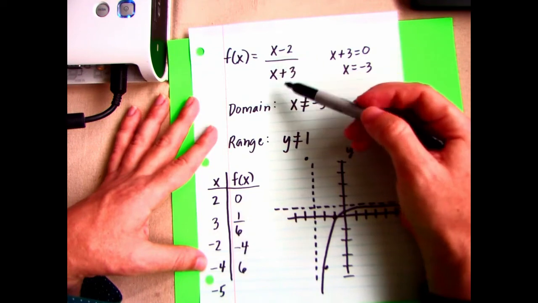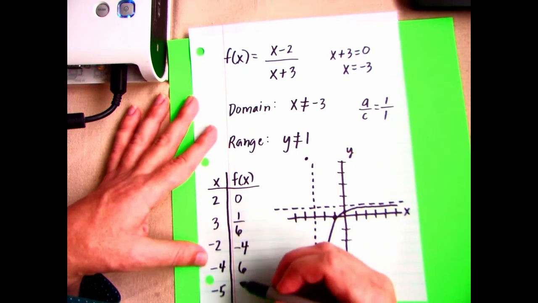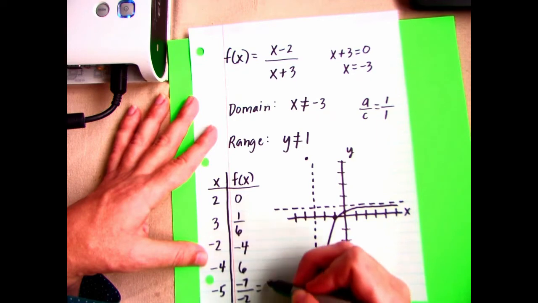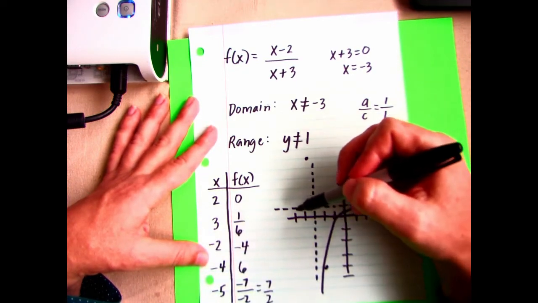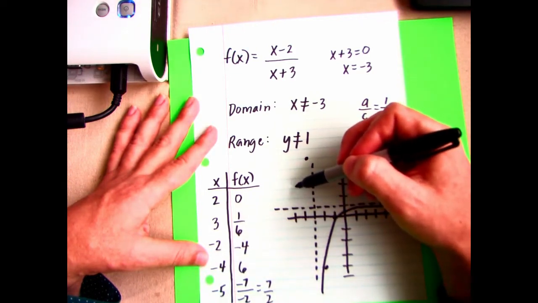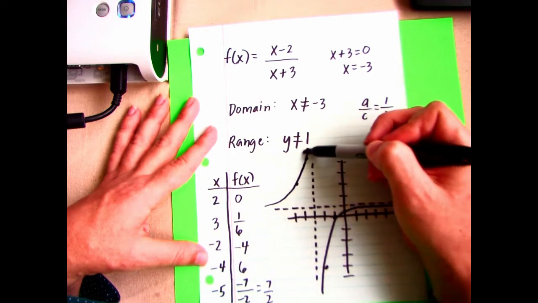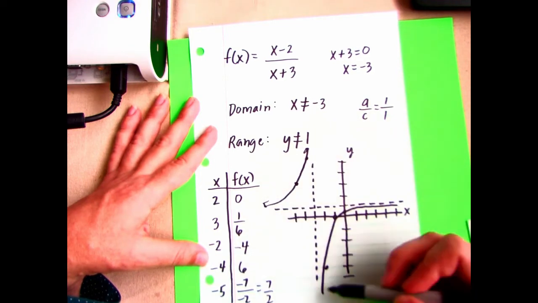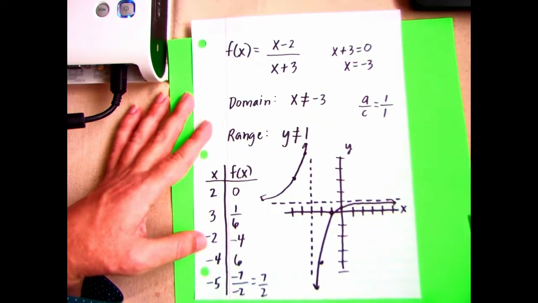Maybe one more point for good measure. When x is negative 5, we get negative 7 over negative 2, or positive 7/2. So we plot that point. That gives us another point to plot to make this hyperbola appear in the top left portion. So there is your final graph.